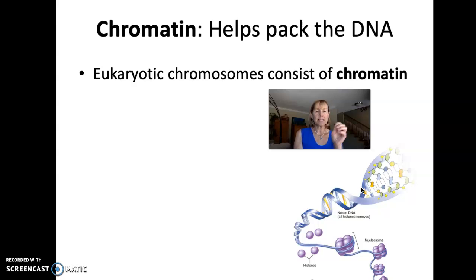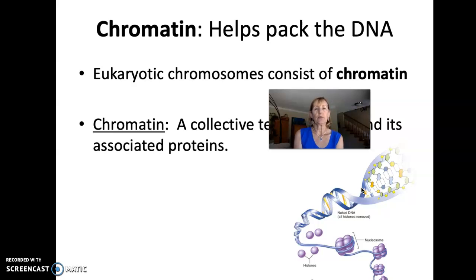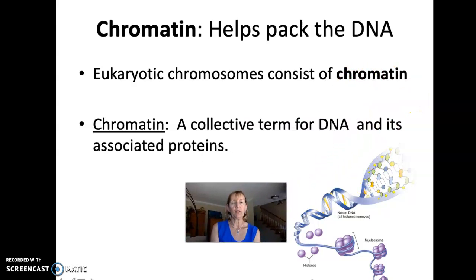But it wouldn't make any sense to just wrap it up in any old messy way like I did with my thread here. Instead, it coils in a very elegant manner. So on the slide I'm telling you, eukaryotic chromosomes consist of chromatin. So chromatin is a collective term for DNA and all the associated proteins that come with it.